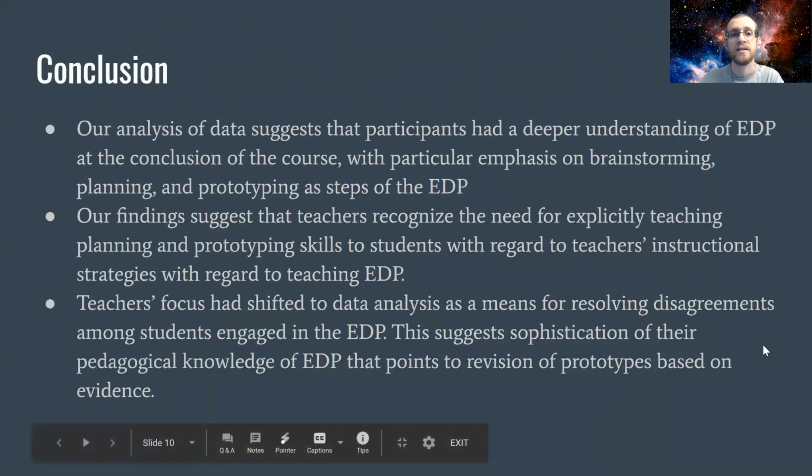Those were our three findings. So just to wrap that all up, we were looking to see again how teachers' knowledge and pedagogical moves changed over the course of this class that they took. Upon analyzing all of our data, we found that at the end of the course, our teachers had a much deeper understanding of brainstorming, planning, and prototyping being important steps of EDP. Secondly, we found that more teachers at the end of the course were recognizing the need for explicitly teaching planning and prototyping skills to students.